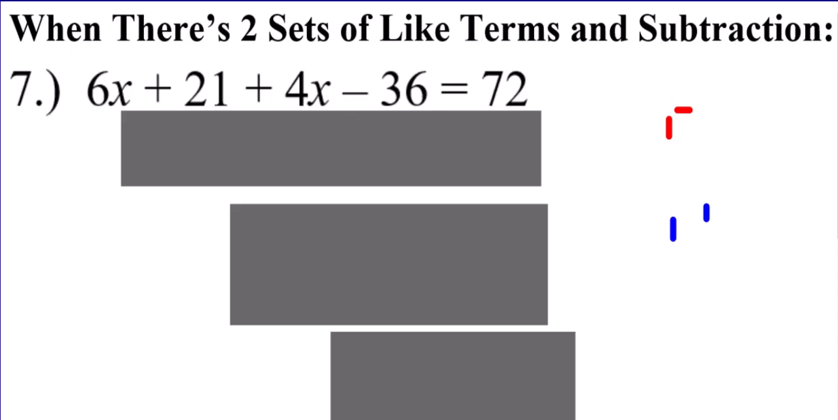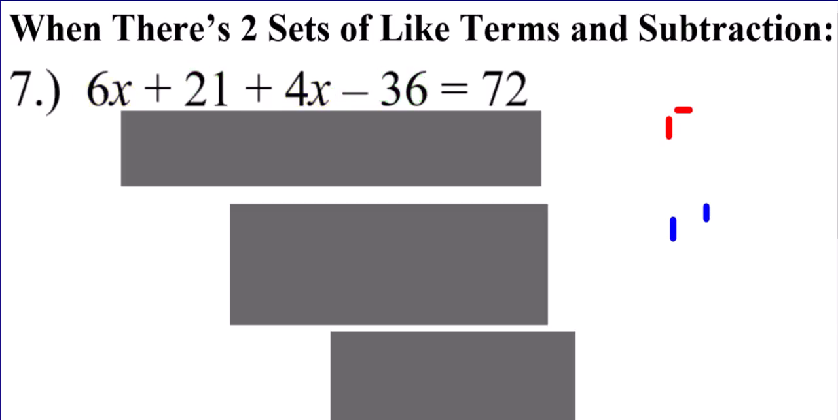So, do you see what I see? We have 6x and 4x. They both have x. They are both like terms. But we also have constants that are like terms. The 21 has no x. The 36 has no x. But unlike what I did on numbers 1 through 6, this time I threw a curveball. I put subtraction to the left of this 36. So what do we do with that?